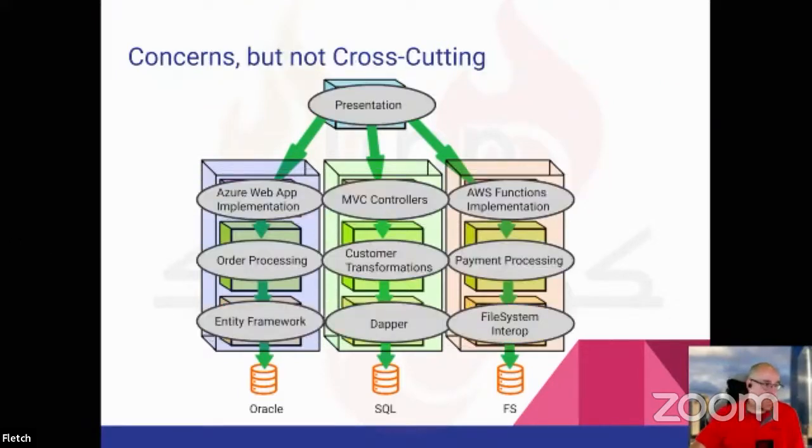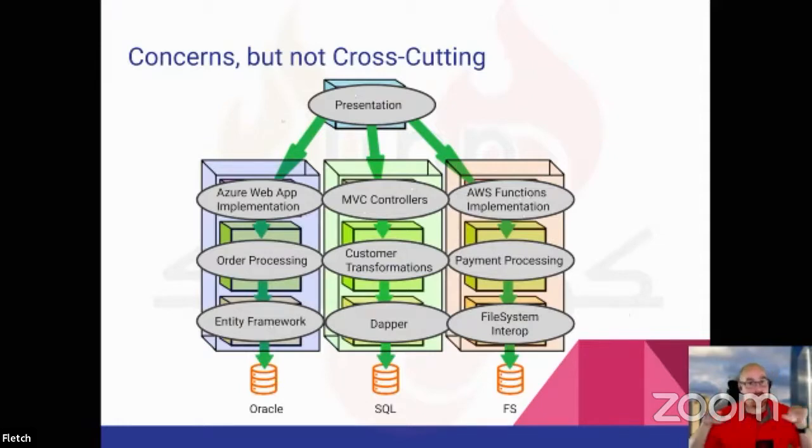So here's another way of looking at it, not cross-cutting concerns. This is still a concern. The API is one of the concerns we're talking about, but this API may use Azure as an Azure web app. That's how it's built. It's got some Azure NuGet packages built in there. This is an MVC controller. Maybe it's Microsoft MVC controllers that are running on IIS or something like that. I don't know. And these are AWS functions. So it's still an API, still has endpoints.